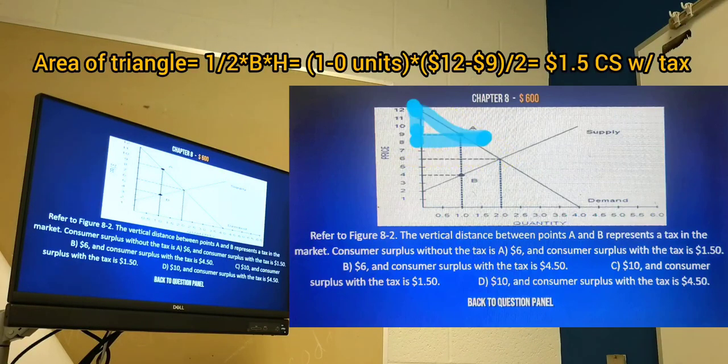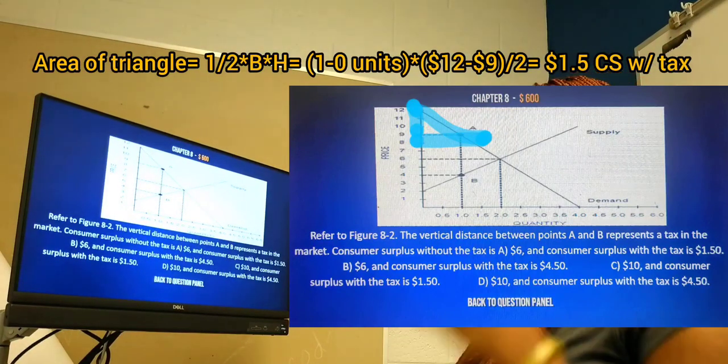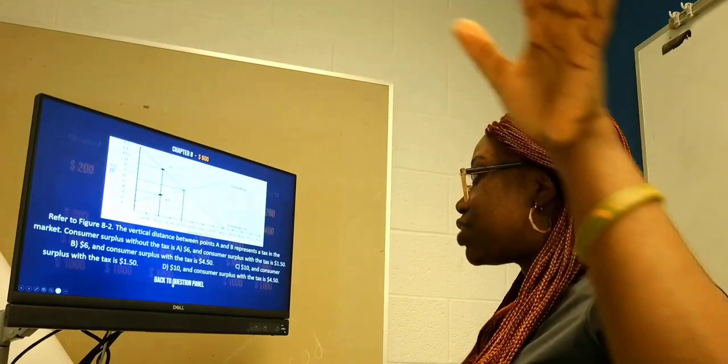How about after tax? What has happened to the price? $9. It goes up to $9. So we're going to have half times what's going to be your height? $12 minus what? $9. $9. What's going to be your base? How much is sold after tax? 1. Beautiful. Half times 3 times 1. 3 times 1 is 3. 3 divided by 2 is what? 1.5. Beautiful. $1.5. Great job. So that is how we get A. Consumer surplus before and after tax. All right. Group 2, back to you.